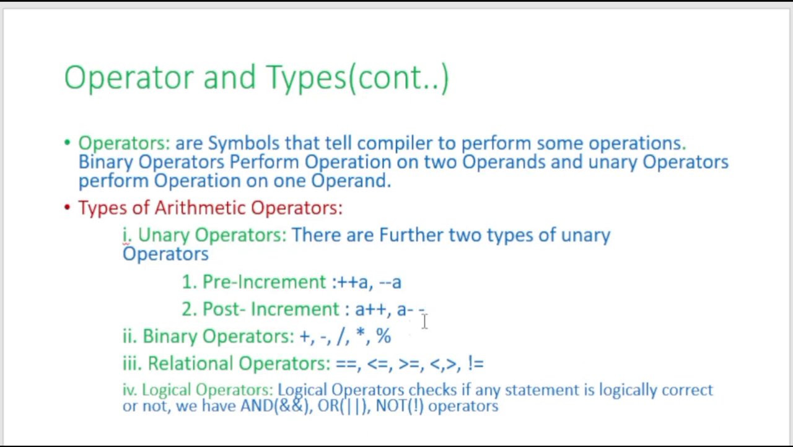Then we have binary operators. Binary operators are those operators which operate on two operands, right? So for example, we add something, which operates on two values. Let's say we have a and b and we want to add them up. We can do so by just putting a plus operator between them. And then we have subtraction, division, multiplication, and the modulo operator.